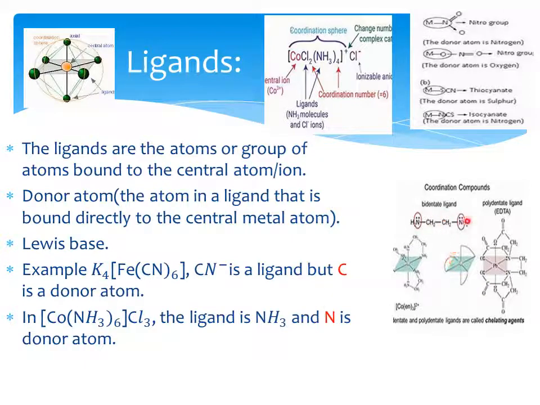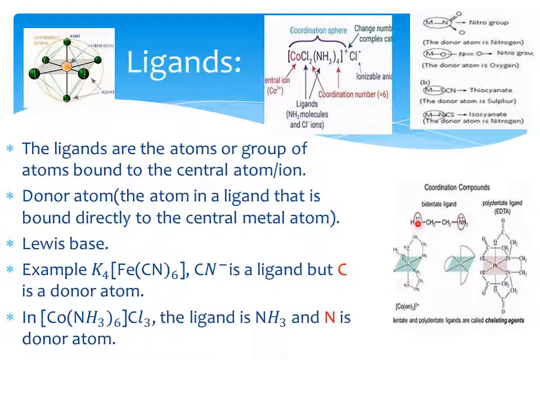Now, there are some more examples of ligands. One is the bidentate ligand, another is the polydentate ligand. A bidentate ligand is capable of forming more than one coordinate bond from the same molecule. Look at this: NH2, CH2, CH2, NH2. The name is ethylene diamine.